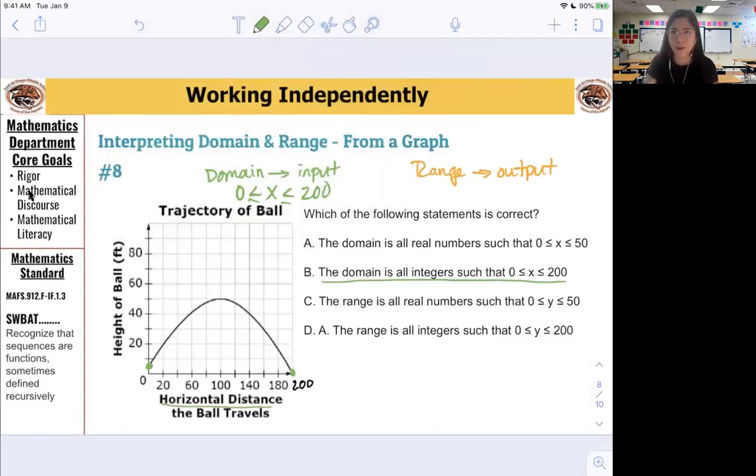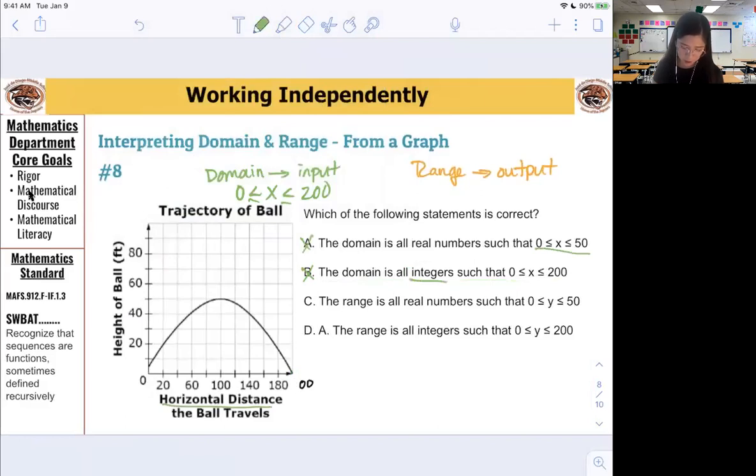It's a ball. It's going to roll, or it's going to go from 0 to 200 without skipping anything. So integers, since integers are positive and negative whole numbers, that can't be my answer because my ball is not going through the integers, it's going through all real numbers. So B is out, and A is also out because it's giving us the wrong values. So I know it's not A or B, now I gotta look at my range.